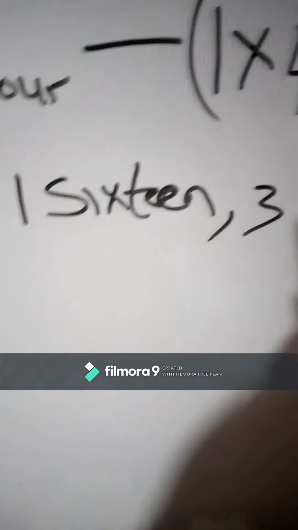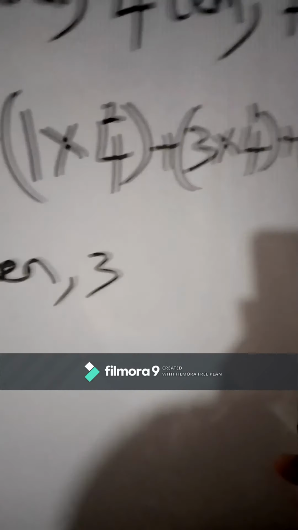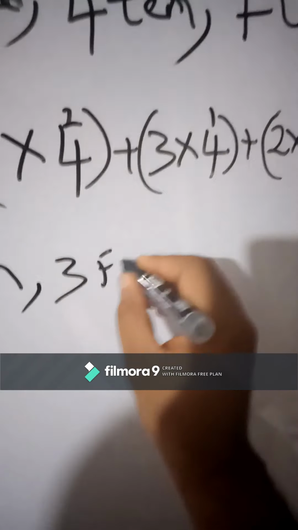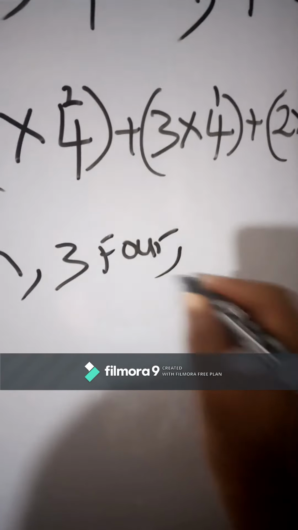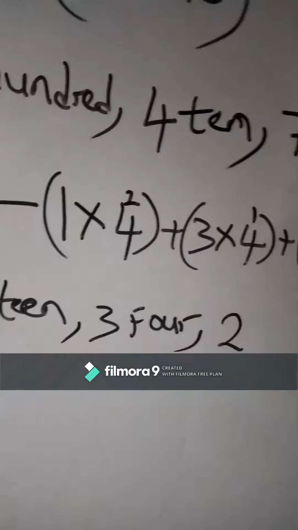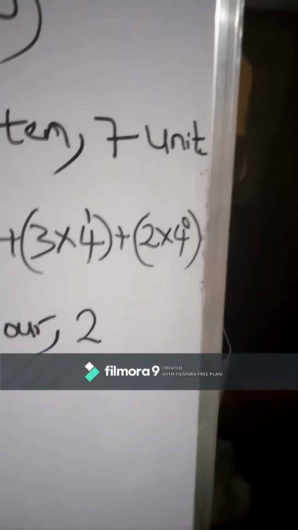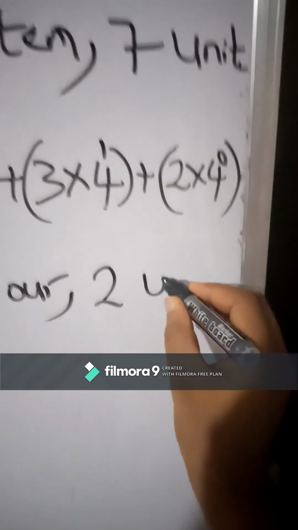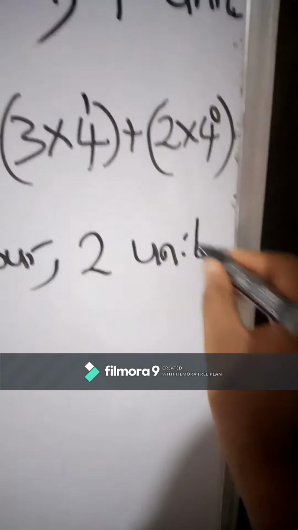3. The 4 to the power of 1 is what? 4. And then 2. The place value 4 to the power of 0. Any number to power 0 is 1. So the place value of 2 is unit.